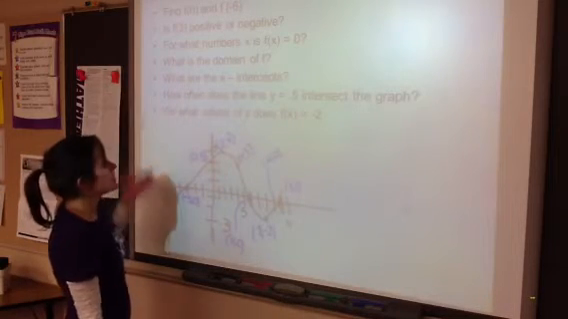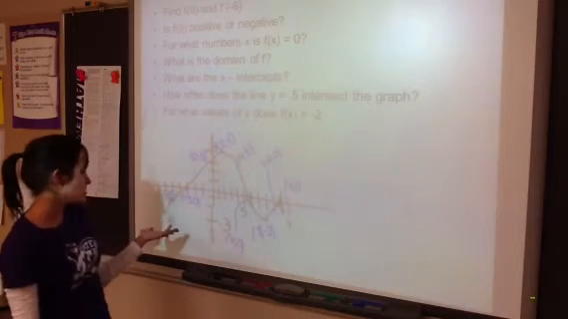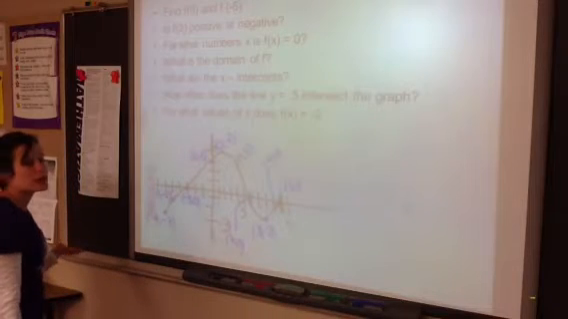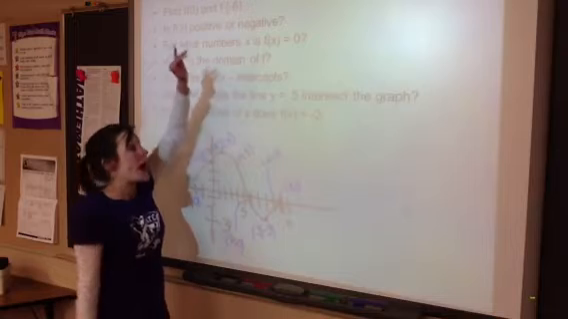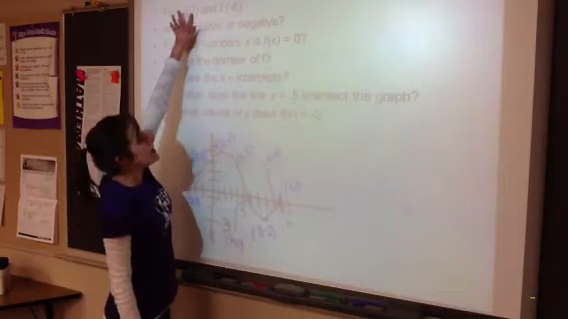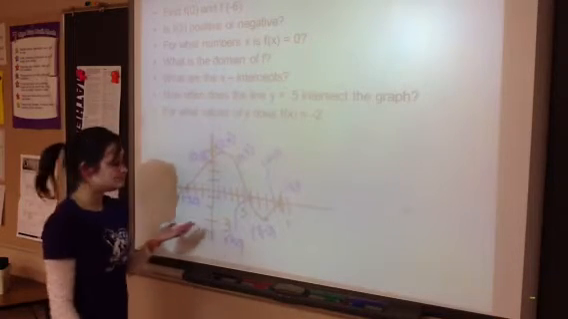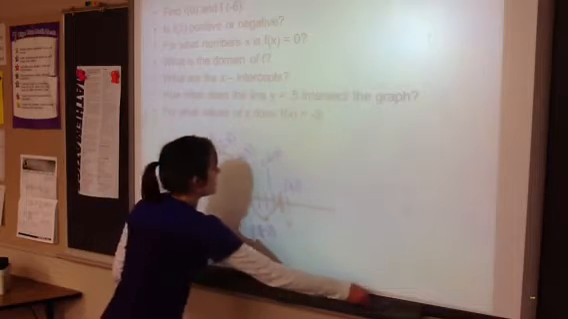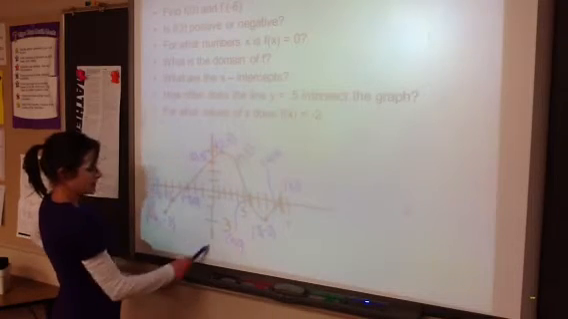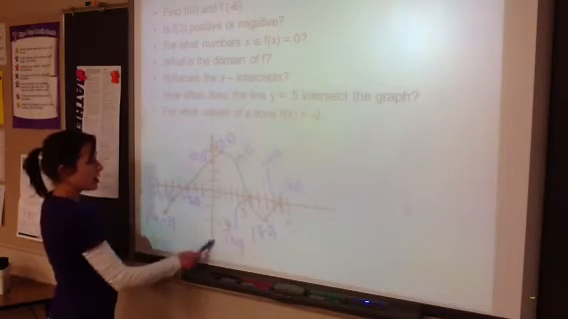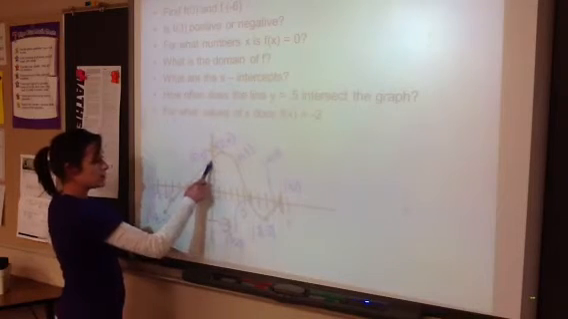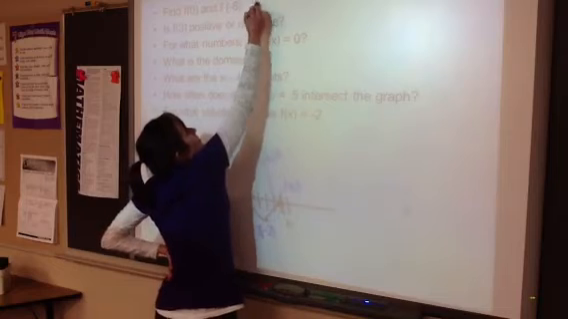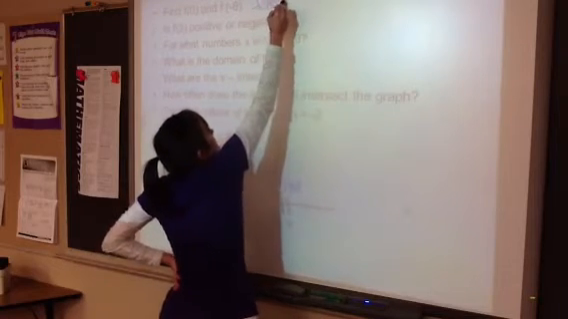So here are some things that it wants us to find on this graph. So we're going to look at this graph and state those things. So it says find f of 0. That means when 0 is x, what's your y value? So if we look when x is 0 right here, our dot on our curve is 0, 3. So f of 0 would equal 3.